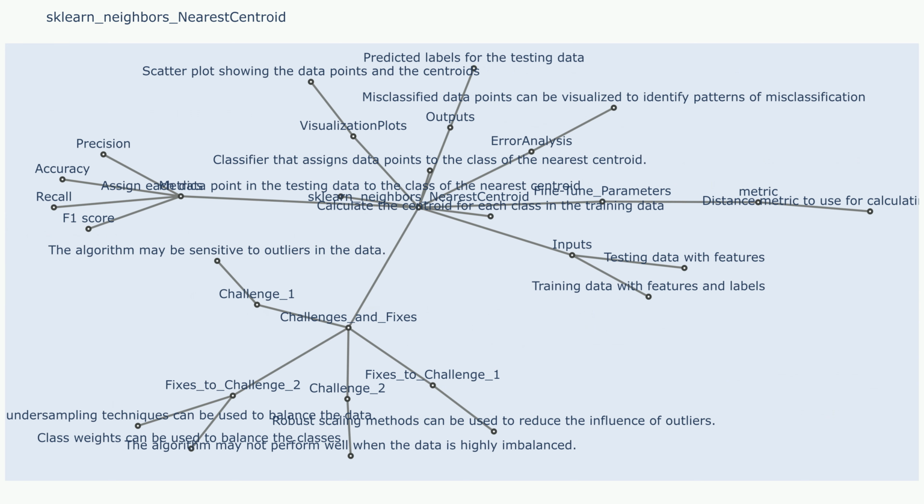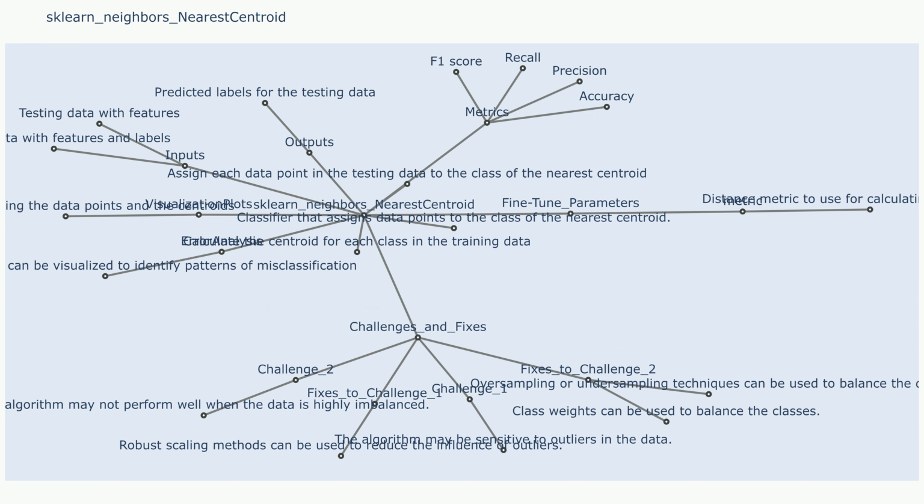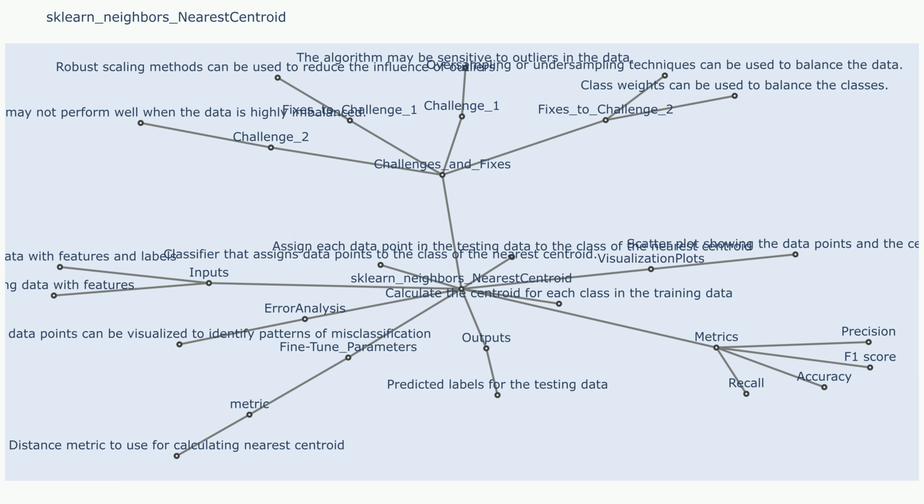Inputs. X: the training input samples, as a 2D array of shape (n_samples, n_features). y: the target values, as a 1D array of shape (n_samples). Outputs. self: the fitted NearestCentroid object. predict(X): the predicted class labels for the input samples X.